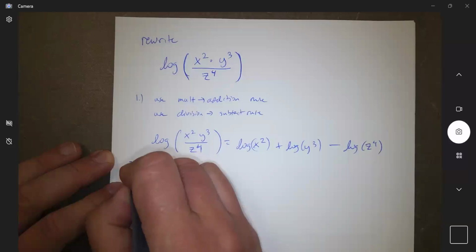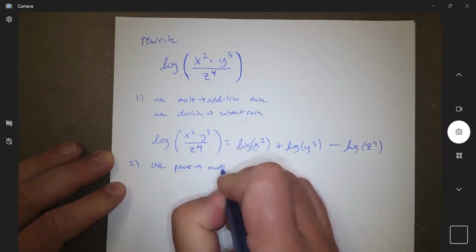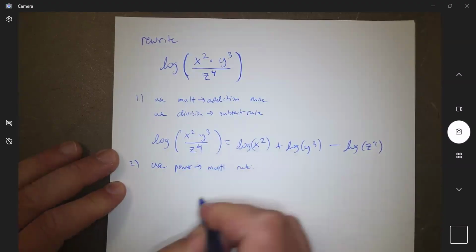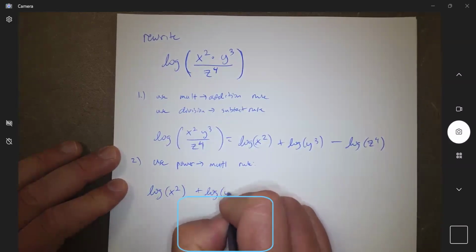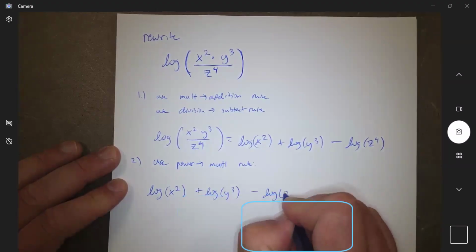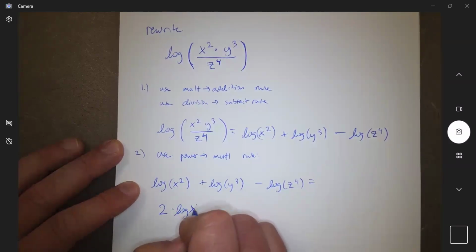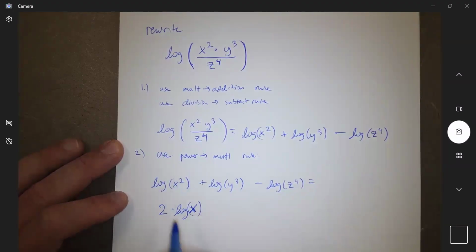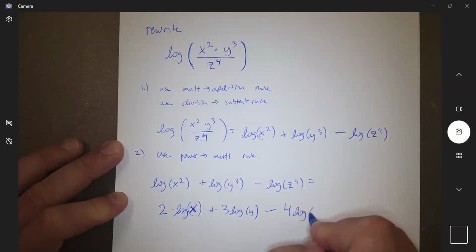And now I'm going to use the power to multiplication rule to say that log of x squared plus log of y cubed minus log of z⁴ is 2 times the log of x, I pull that 2 out in front, plus 3 times the log of y, pull that 3 out in front, minus 4 times the log of z, the 4 up front.